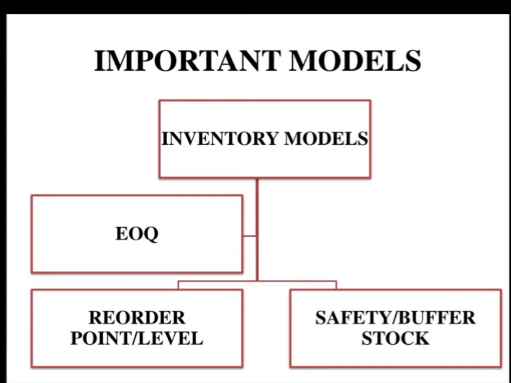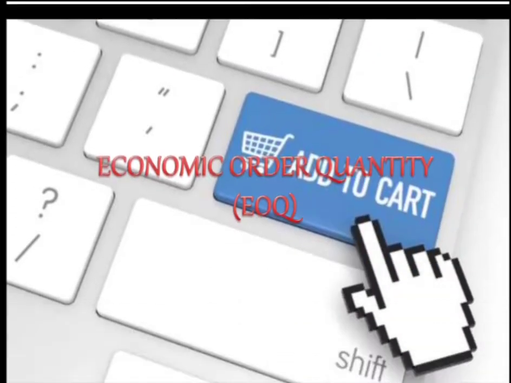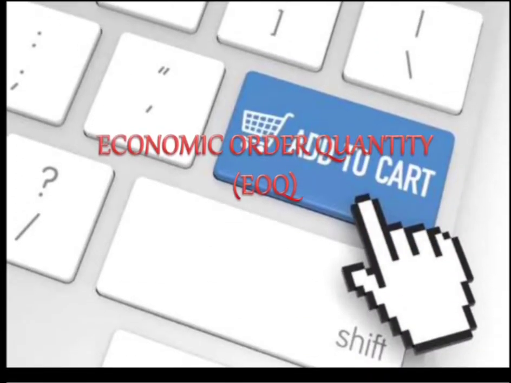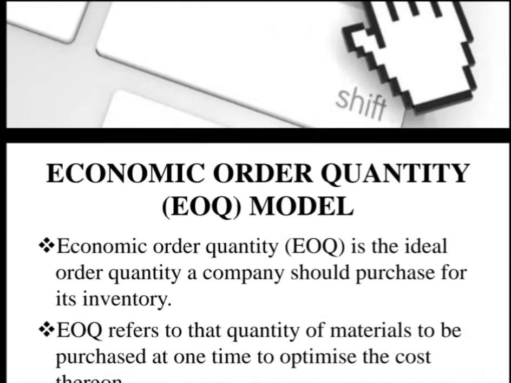So today we will be discussing important inventory models. The major inventory models which we will be discussing are EOQ, economic order quantity, the reorder point or reorder level model, and safety or buffer stock. We will first discuss the economic order quantity, the EOQ model.